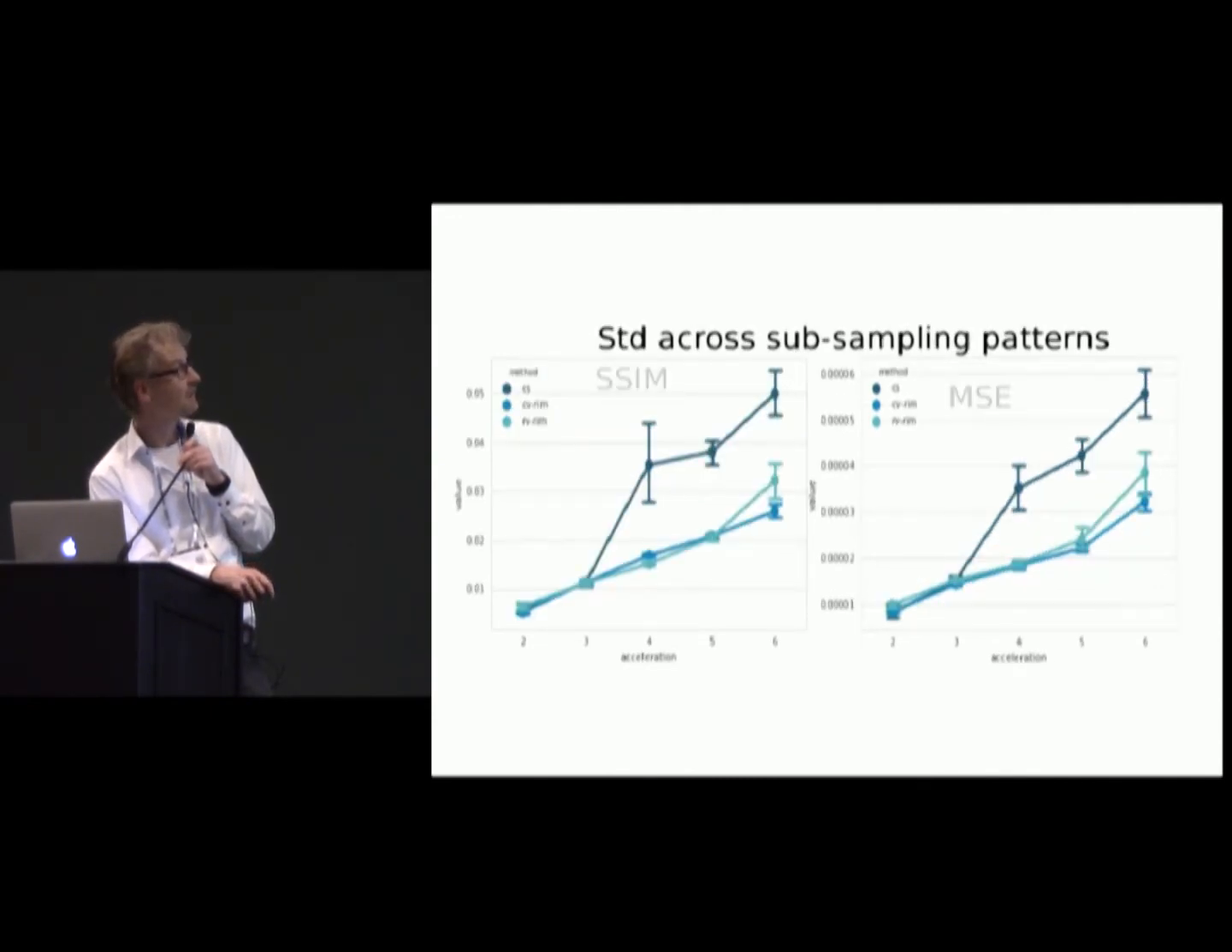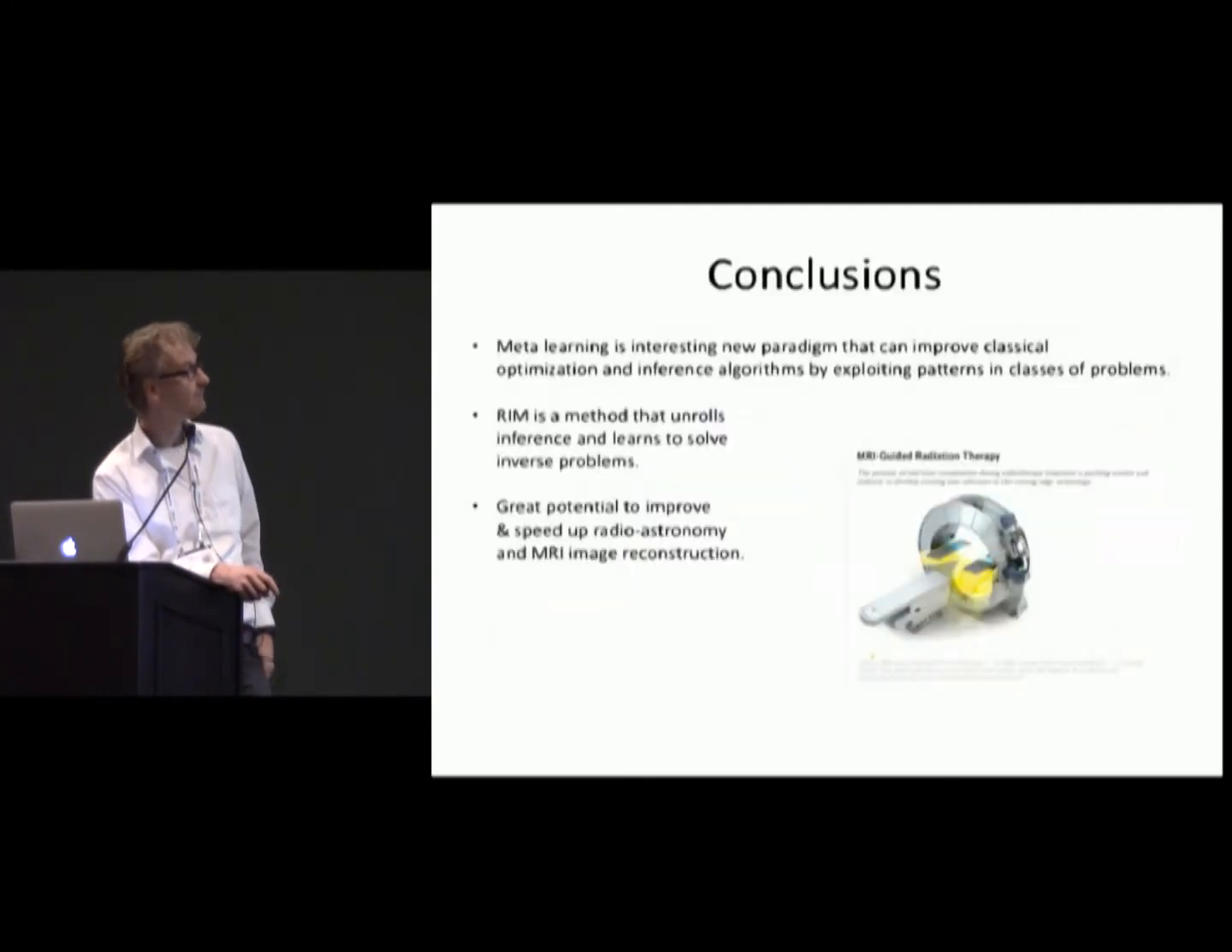And then you can also look at standard deviation across subsampling patterns, because you can sample subsampling patterns and see how stable the algorithm is if you choose a different subsampling pattern. And again, the standard deviation of the results is lower, which means that it's more robust to which subsampling pattern you actually pick.